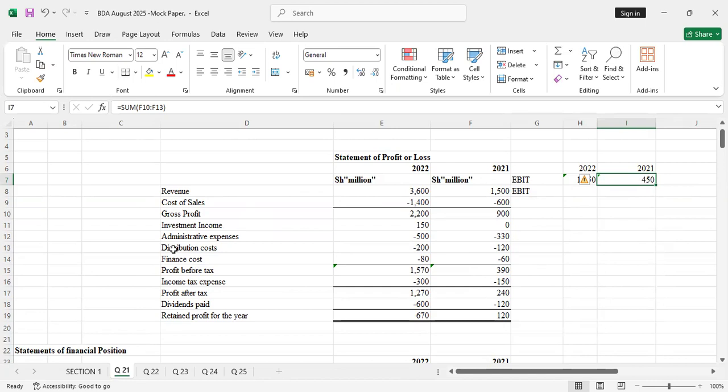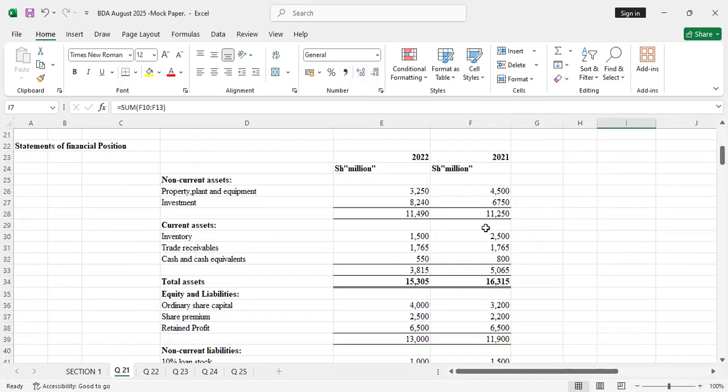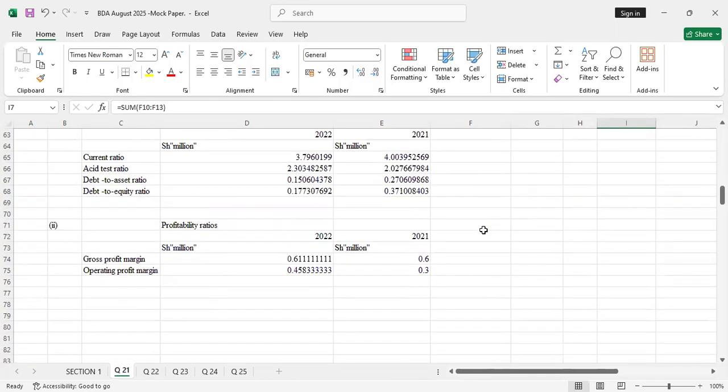Alternatively, because I've removed the finance cost here, you just take this 1570, you add back the 80, you get 1650. You take 390, you add back the 60, you get 450. You can do it that way also. It will make sense that way.